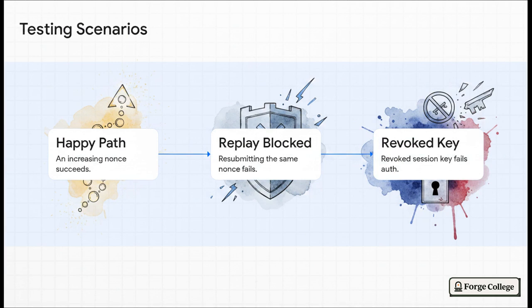First, the happy path. An increasing nonce succeeds, which just proves the system works when everyone plays nice. Second, replay blocked. Resubmitting that same nonce fails outright, proving your replay protection holds up against attackers. And third, revocation fails. A revoked key gets firmly rejected by the registry. If your local validator can run these 3 and pass them reliably, your machine is solid.